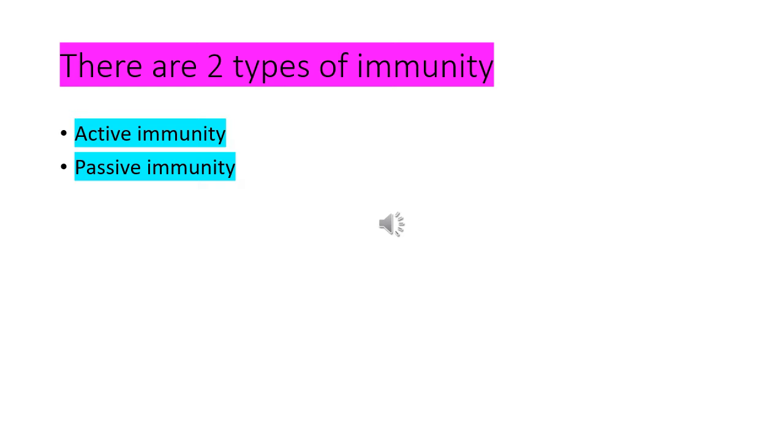There are two types of immunity: first, active immunity, and second, passive immunity. What is active immunity? The immunity which results from the production of antibodies by the immune system in response to the presence of an antigen. And what is passive immunity? It is the transfer of active humoral immunity in the form of ready-made antibodies.